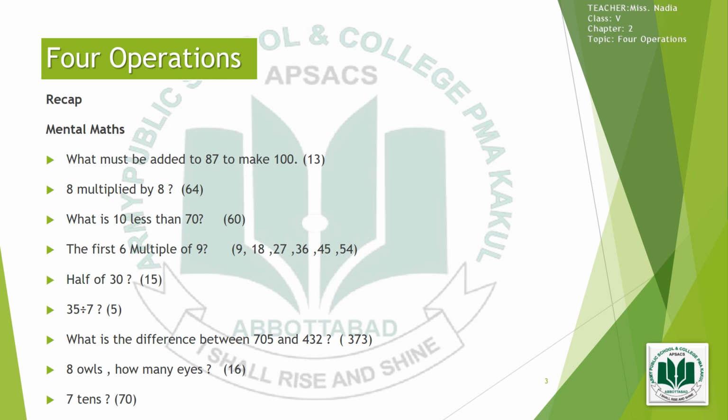Our first question is, what must be added to 87 to make 100? 8 multiplied by 8 is what? What is 10 less than 70? Means, what is 70 minus 10? What are the first 6 multiples of 9? To find the multiples of 9, we will read the table of 9.